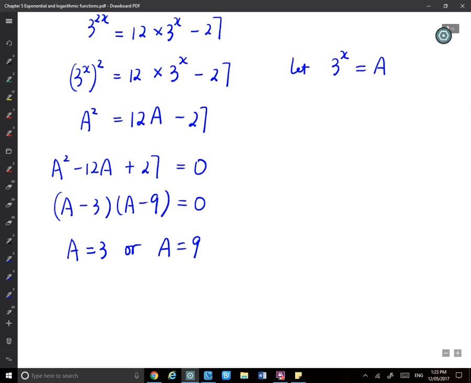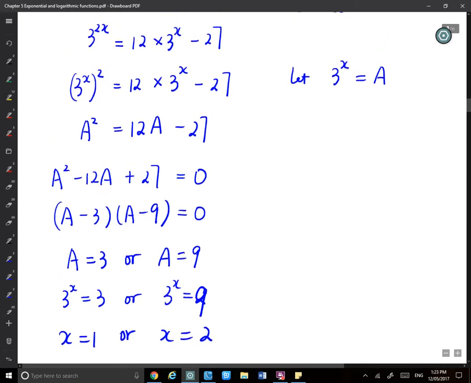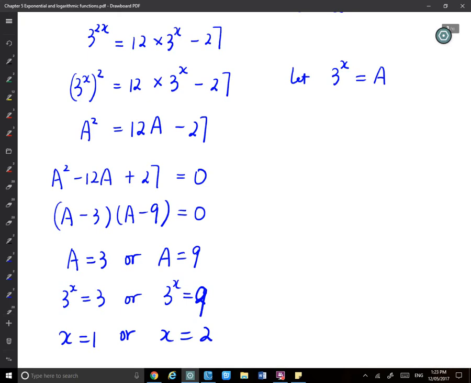Don't forget you are solving for x, you're not solving for A. A is what you substituted. So you have 3 to the power of x equals 3 or 3 to the power of x equals 9. Therefore x will be 1 or x will be 2. That's how we solve this type of question.